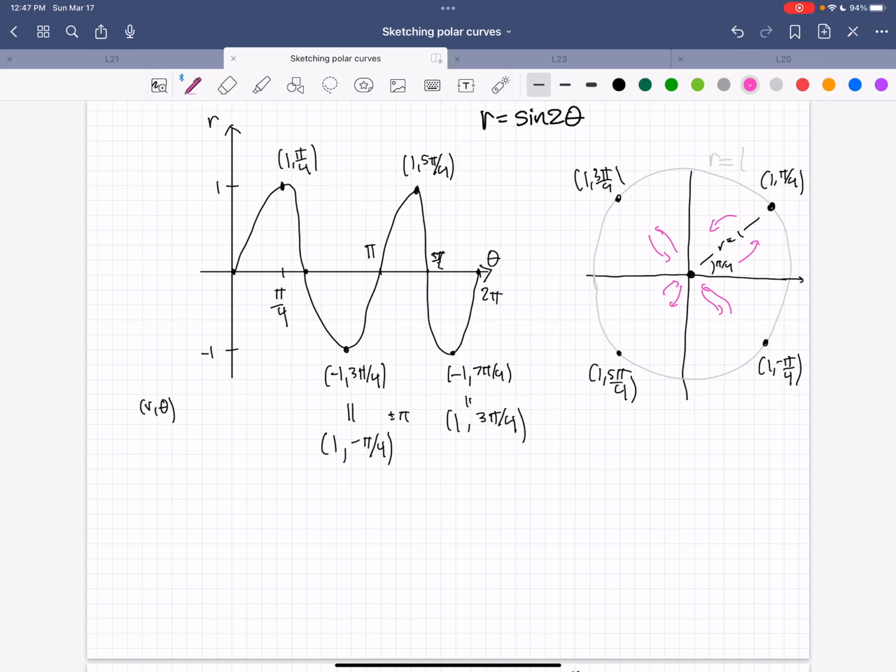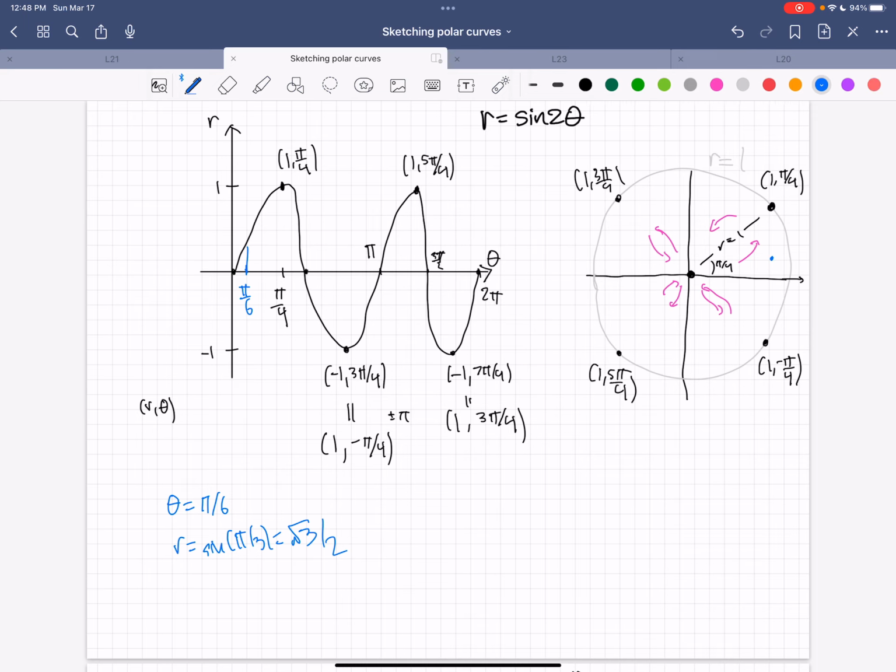Okay, and then if we want to be more precise and see exactly how we get to these endpoints on the r equals 1 circle, we can just check some other values in the graph. So for instance, let's say we check pi over 6. When theta is equal to pi over 6, r is equal to sine of pi over 3, which is root 3 over 2, and let's place that somewhere. So that would be like here.